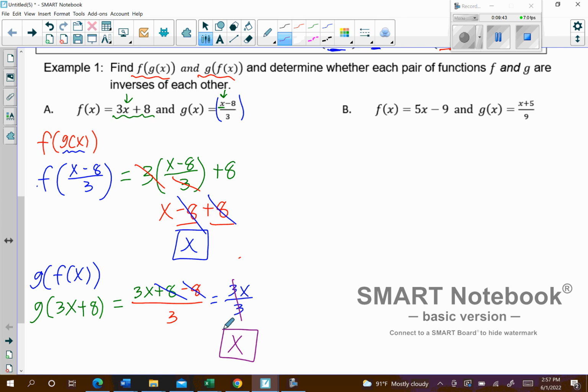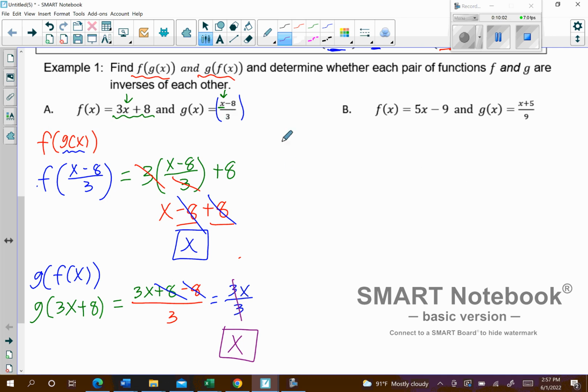If you look at example A, you can see that it kind of makes sense. I have a plus 8 and a minus 8, and I have a times 3 and a divide by 3. So sometimes it can be obvious, but you have to be careful. We are definitely going to look at some examples that are not obvious. You can't tell by just looking.